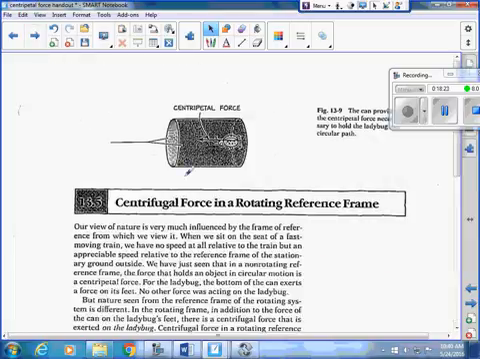Okay, now centrifugal force in a rotating reference frame. You guys have this page as well? I think it's the last little bit, right?